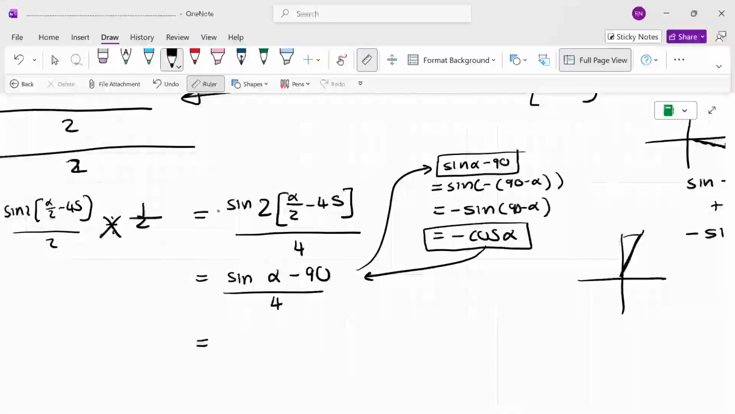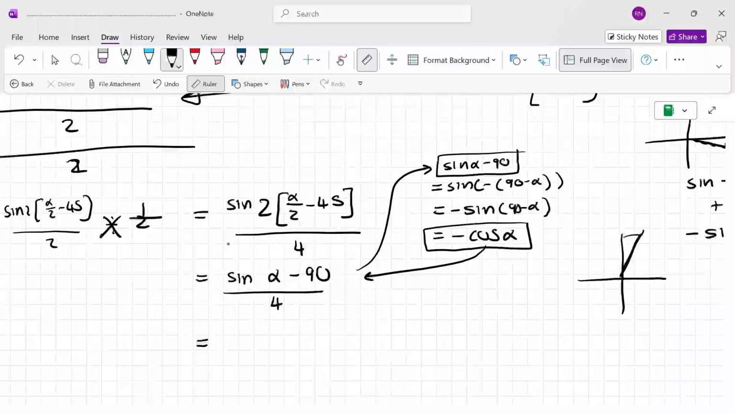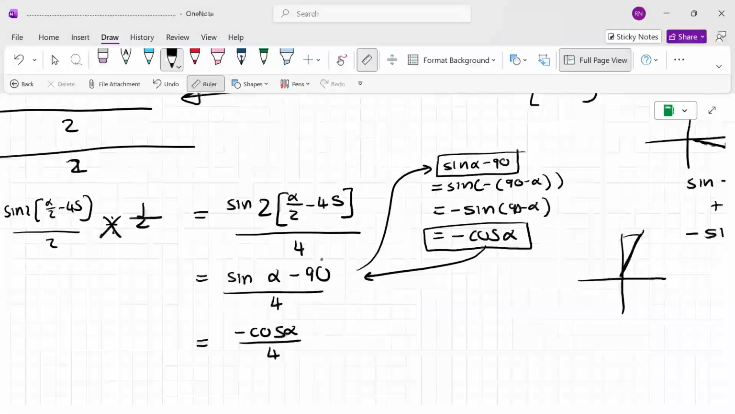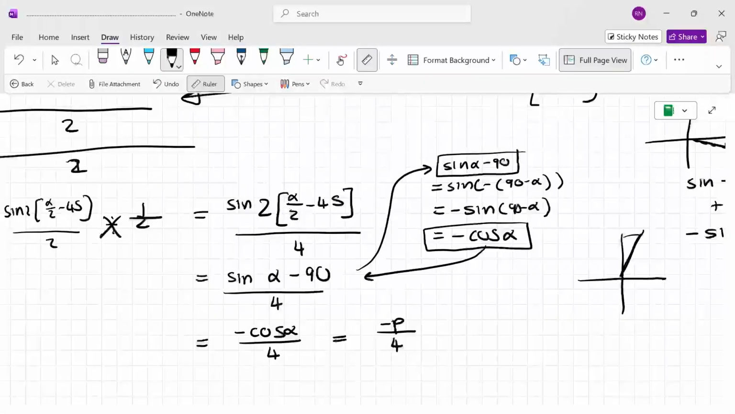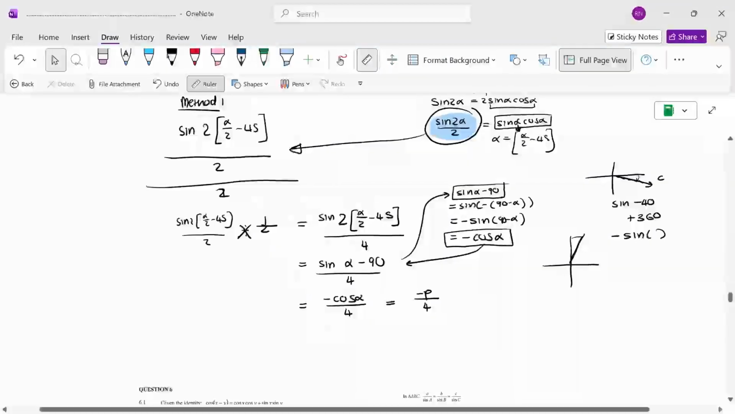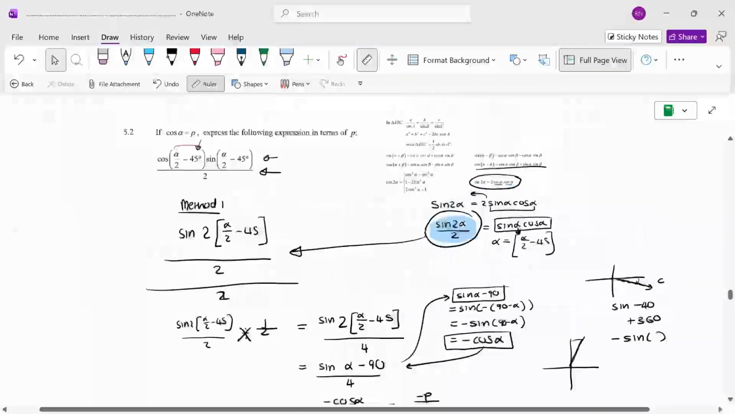Okay, I'll do it in the other way because this one is a little bit confusing. But this is going to give me minus cos alpha over 4. And we know cos alpha is p, so this is just going to be minus p over 4. Okay, so if you got minus p over 4, that's great. I'm going to do it using the other method so that you guys aren't too confused.